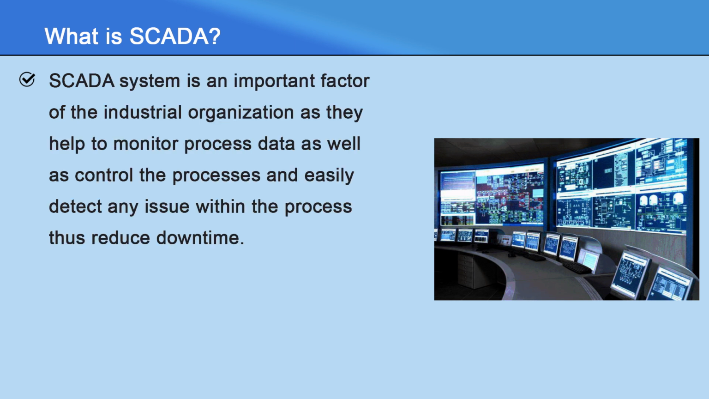The SCADA system is an important factor of the industrial organization and automation process as it helps to monitor the process data as well as to control the processes and to easily detect any issue within the process, thus reducing the downtime and ensuring the safety of the personnel or the asset.